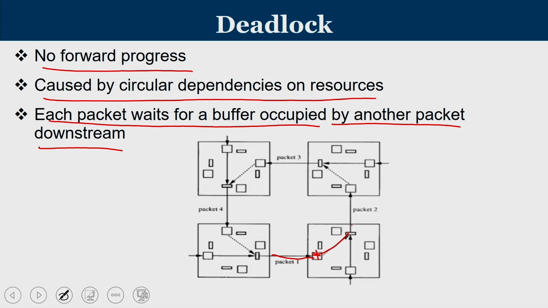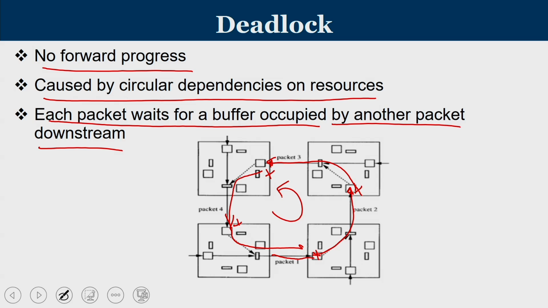So, it is trying to get into this buffer, but that buffer is not available because somebody else is sitting there and they are trying to look for a buffer here. That is also not available, somebody else is sitting there, they are looking for this buffer. That is also not available because they are looking for this. So, this is called a circular dependency. A packet is looking to get a buffer which is in turn held by some other packet. That in turn is looking for another buffer. Like that, you have a sequence of circular dependency.